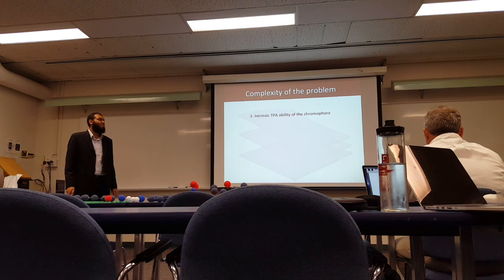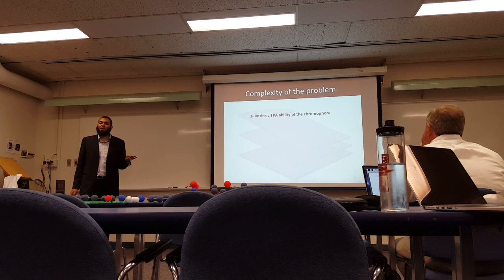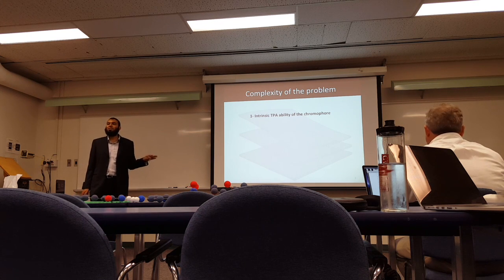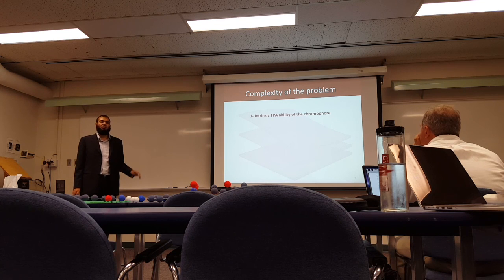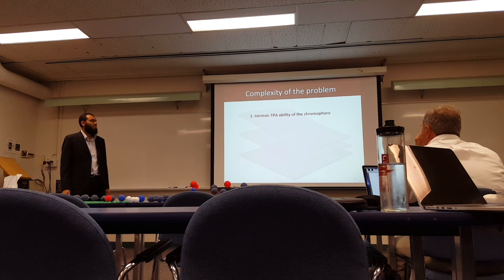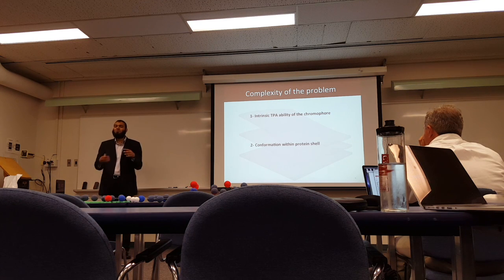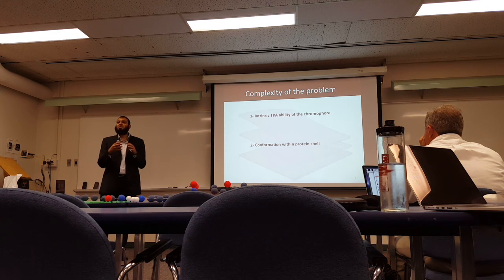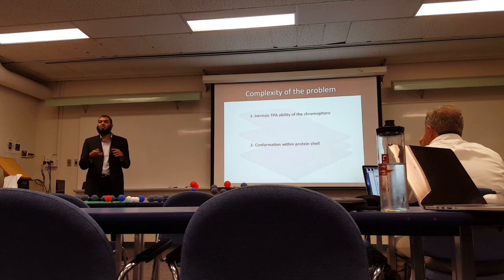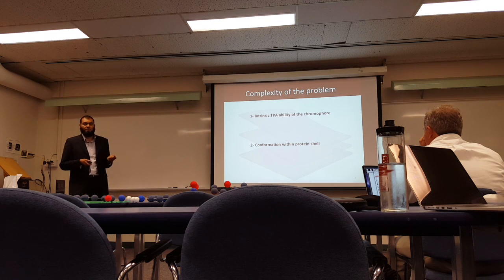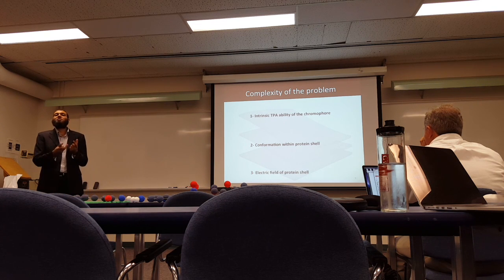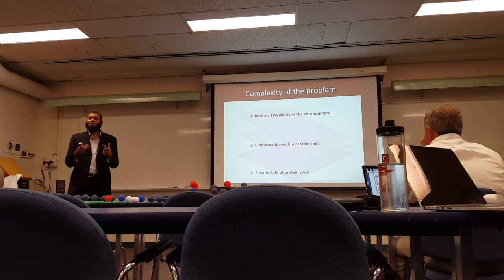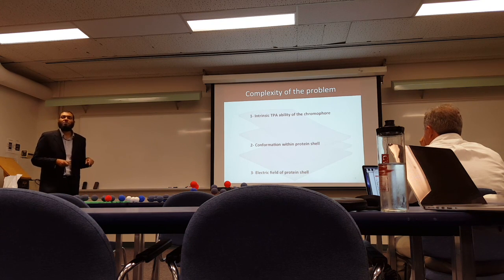The complexity of the problem is that the two-photon absorption of that chromophore is affected by many things. First, its intrinsic cross-section to do this two-photon absorption. And second, we need to remember that the chromophore is not free in solution. It's surrounded by a protein shell, which directs its conformer. So this change in conformer also affects the two-photon absorption cross-section of the chromophore. And third, because of the protein shell as well, there is an electric field that affects the two-photon absorption of the chromophore.